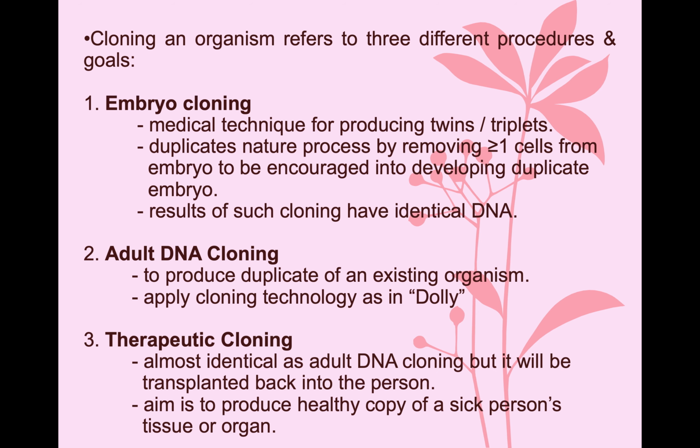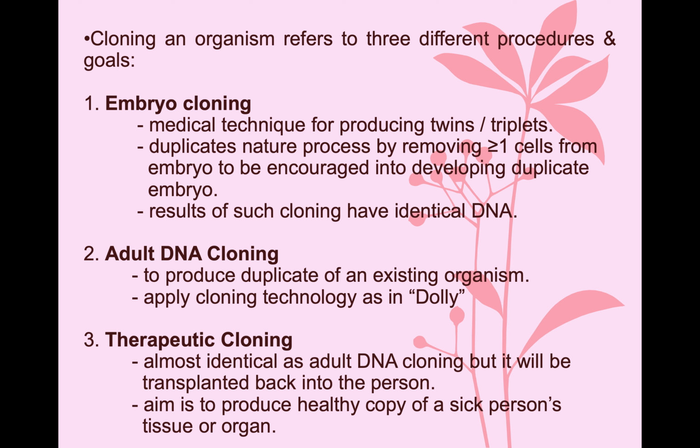Now, cloning an organism also refers to three different procedures and goals. So let's have a look. The first is embryo cloning. It is a medical technique, done to produce twins or triplets in the lab, for those who desire twins or triplets not by nature. This duplicates the natural process by removing one or more cells from the embryo and encouraging them to develop into a duplicate embryo. So it results in a clone, or twins, with identical DNA.